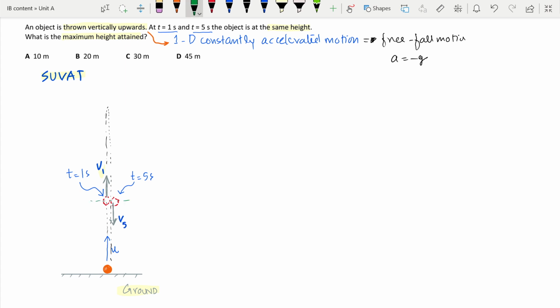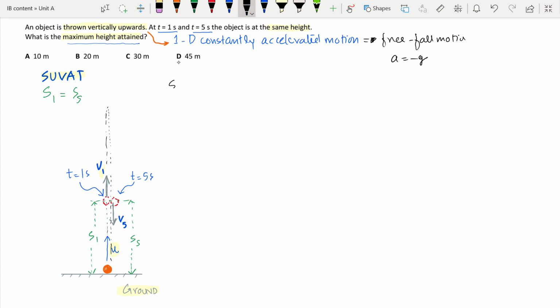You can see that their displacements according to the question are the same at these times. So s1 is equal to s5. If we equate these two displacements, we can find the initial velocity, and by finding the initial velocity we can then find the maximum height attained by the ball. Okay, so let's start.